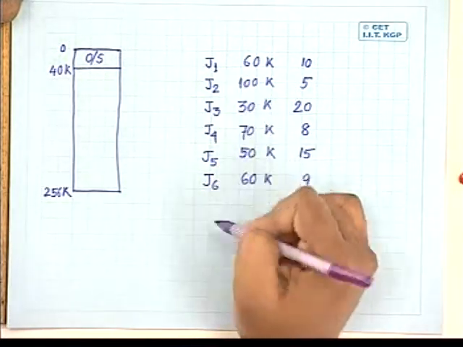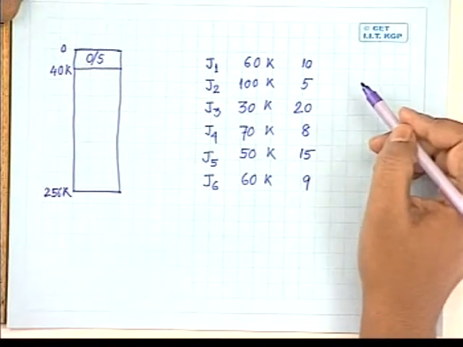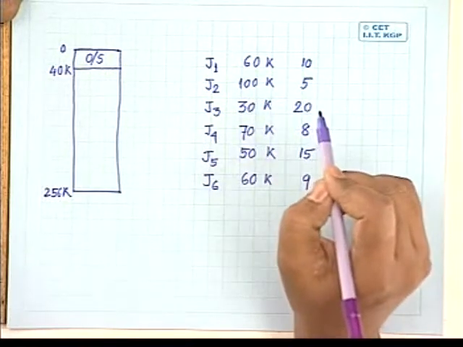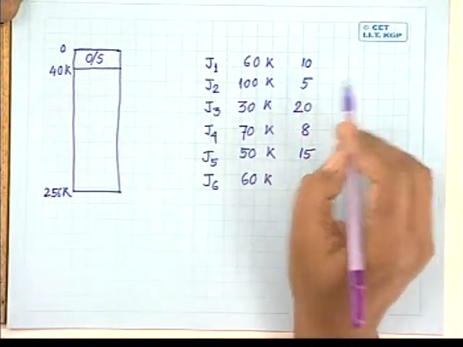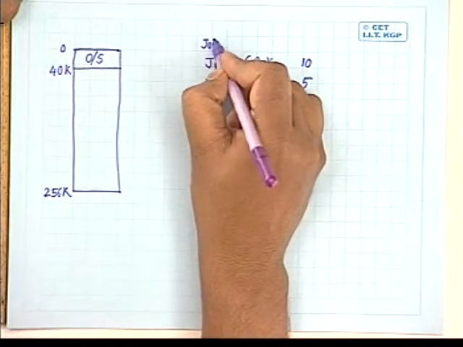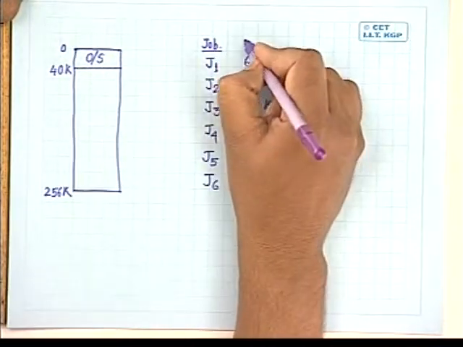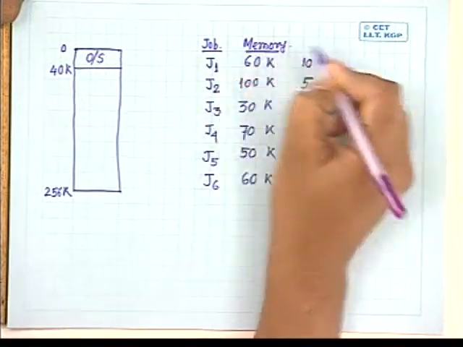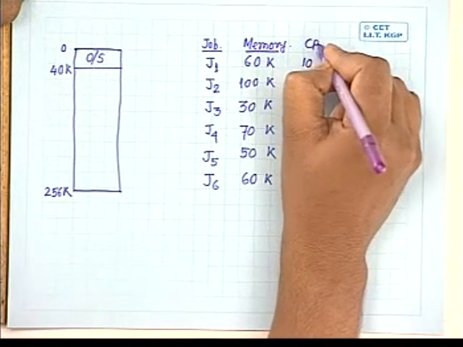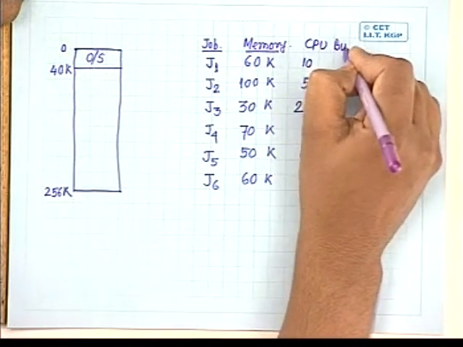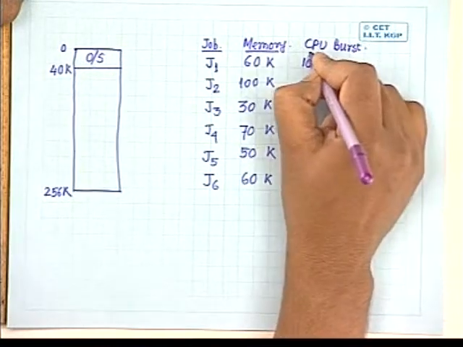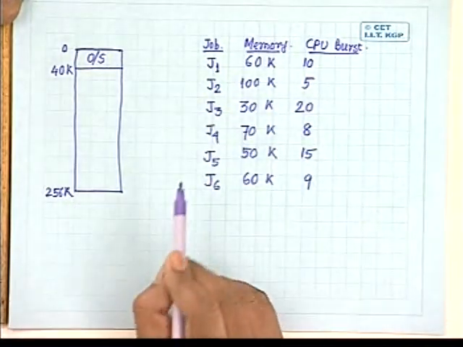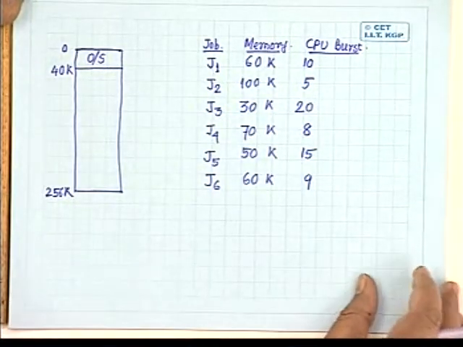Suppose the type of scheduling that we will use is first come first serve. That means the process which has arrived first will be loaded first in the main memory. So these are the jobs, this is the memory requirement, and this is the CPU burst. Now let us see how, following the MVT technique, these jobs will be allocated in the main memory.